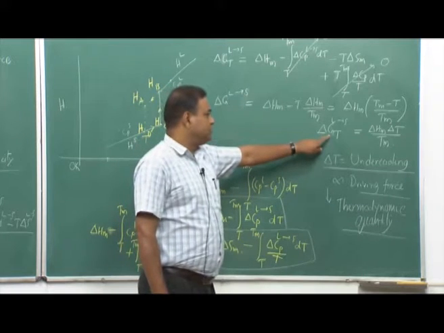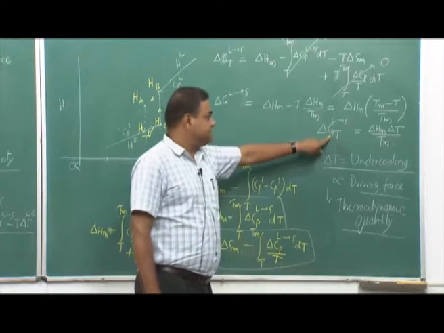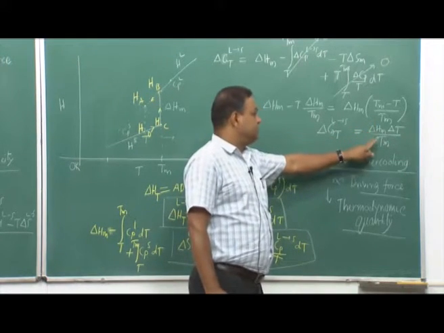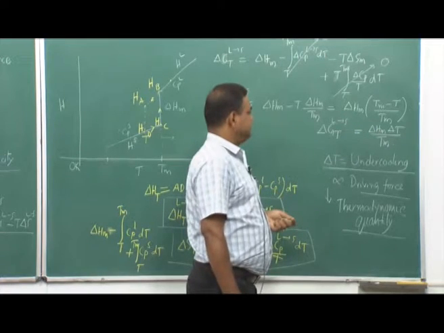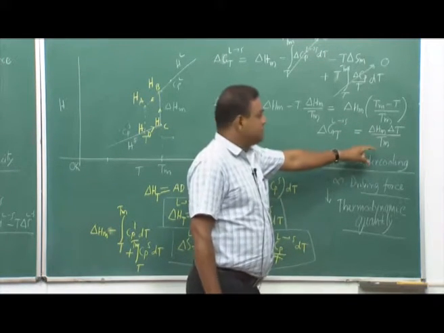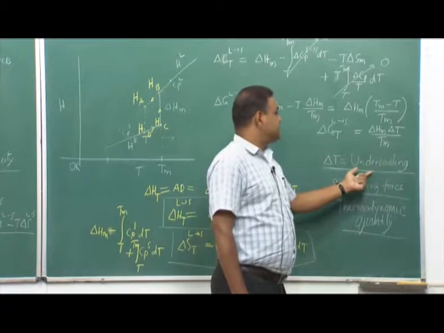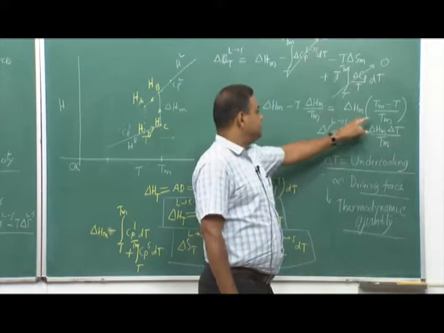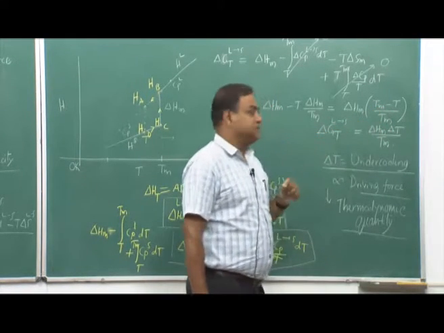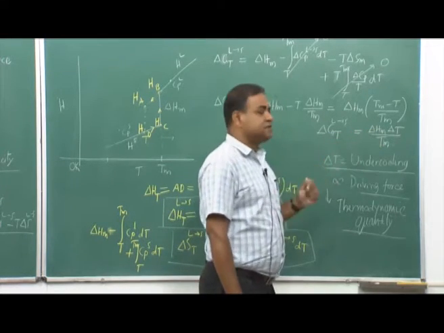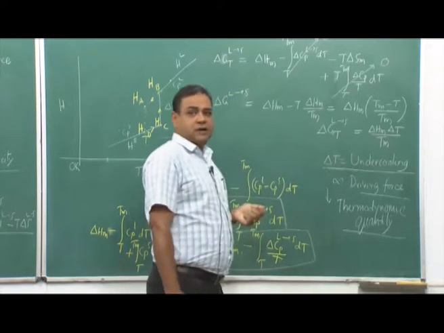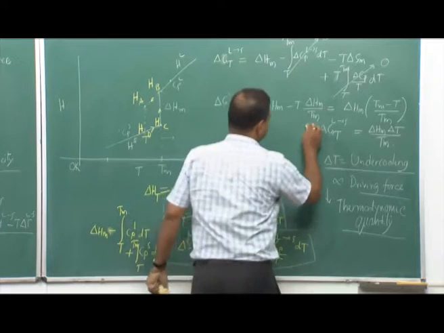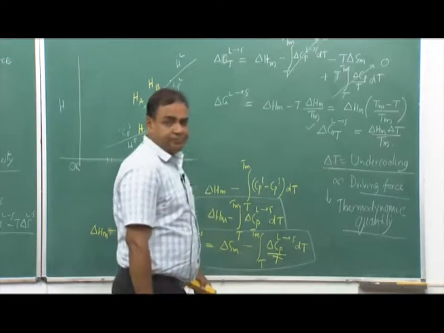If I try to find out the driving force, which is del G liquid to solid, I can express it in terms of enthalpy of melting, melting temperature, and del T, which is the undercooling, the temperature at which we try to find del G subtracted from the melting temperature. So all the parameters are known values and they are not complicated values. So we get a very, very simple expression to find del G T.